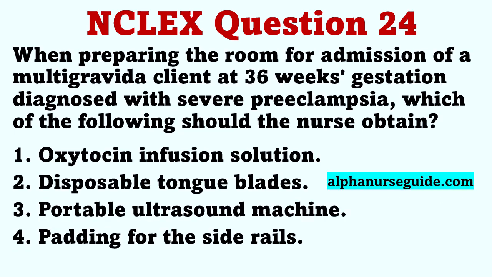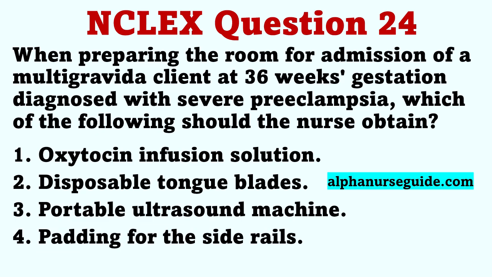When preparing the room for admission of a multigravida client at 36 weeks gestation diagnosed with severe preeclampsia, which of the following should the nurse obtain? 1. Oxytocin infusion solution. 2. Disposable tongue blades. 3. Portable ultrasound machine. 4. Padding for the side rails.